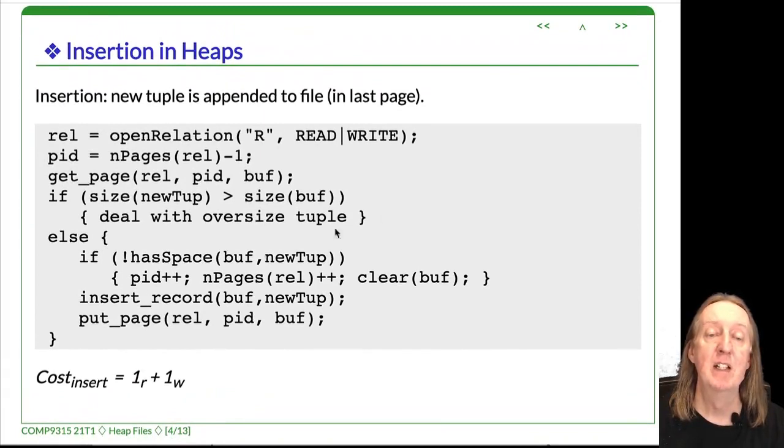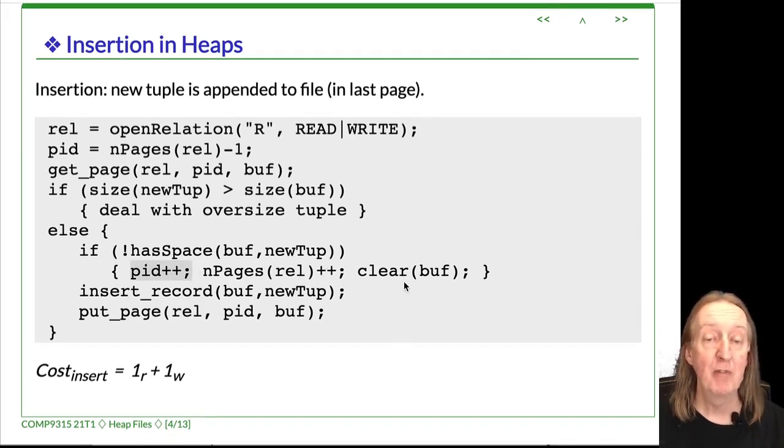If the buffer doesn't have enough space, then we add a new buffer immediately after the current last page, increment the number of pages in the relation, clear out the buffer, which is now associated with the new page, add the record into the buffer, and then write it to disk conceptually. Remember that this get page and put page turns into a request and release kind of operation.